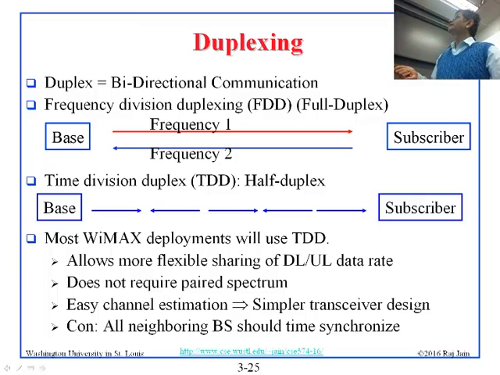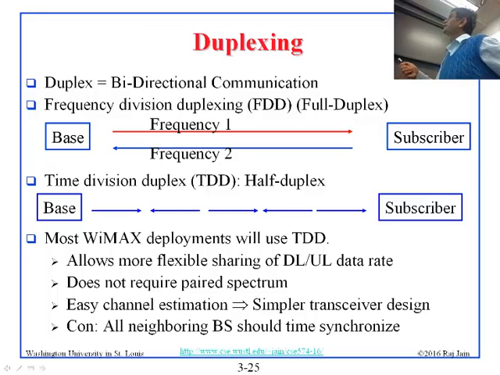Alright, so TDD does not require paired spectrum. With FDD, you need twice the frequency. Here with 30 kilohertz, you can both talk, right? And easy channel estimation. And there is another advantage of this is that now when you receive this, you know how much noise there is, and then you can change your transmission to match that noise. Here, you don't know how much noise it is because you never receive your own signal.